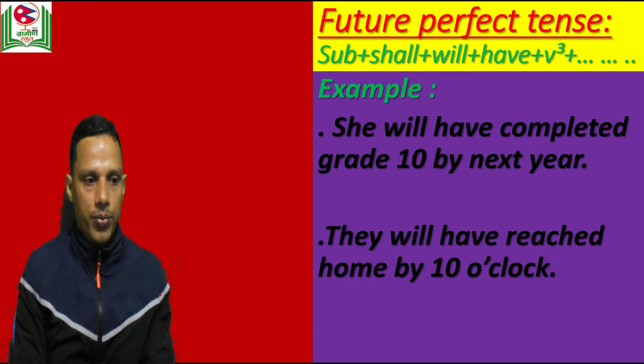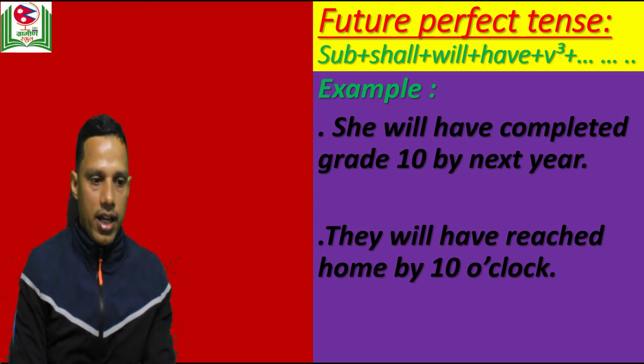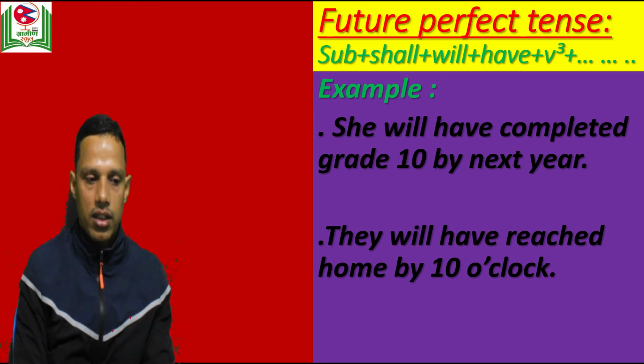Now the next type we have is future perfect tense. To give the structure, we use subject plus shall or will have plus verb 3, or past participle form, right? Let's see some examples. She will have completed grade 10 by next year. Next example, they will have reached home by 10 o'clock. These two sentences indicate the future perfect tense, right? Will have completed, will have reached. These verb forms indicate future perfect tense.